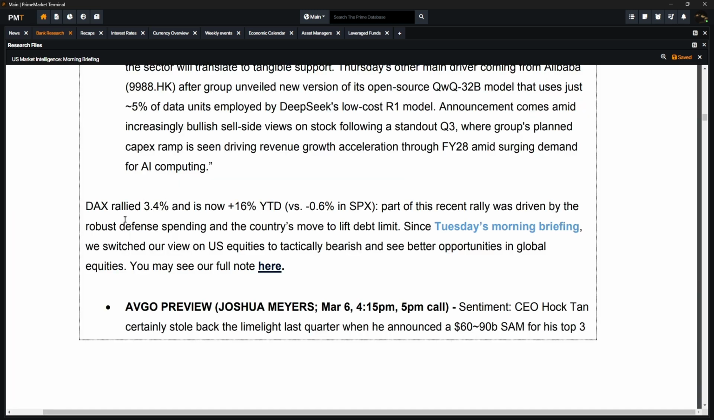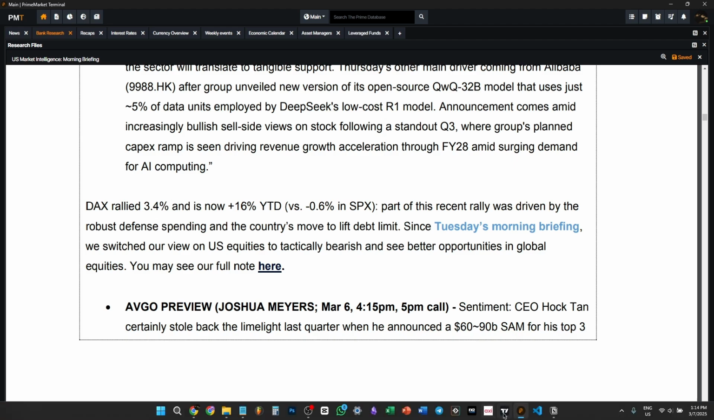Right here, they mentioned that DAX rallied 3.4% and is now up 16% year to date, and they explained why. Since Tuesday's morning briefing, we switched our view on US equities to tactically bearish and see better opportunities in global equities. This is just a single section from this part here. If you do a lot more reading, you'll see that they're bullish on the DAX and they're also bullish on the Hong Kong index.